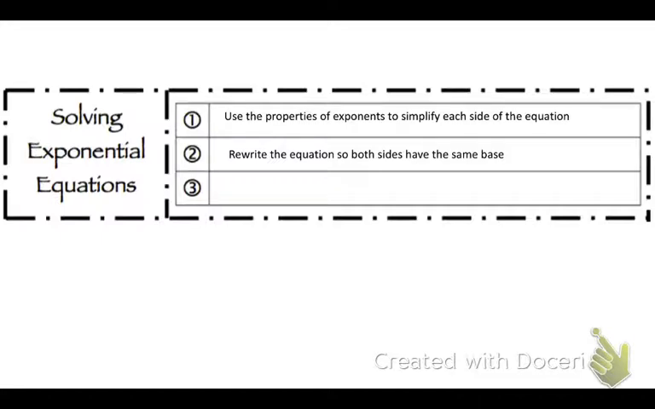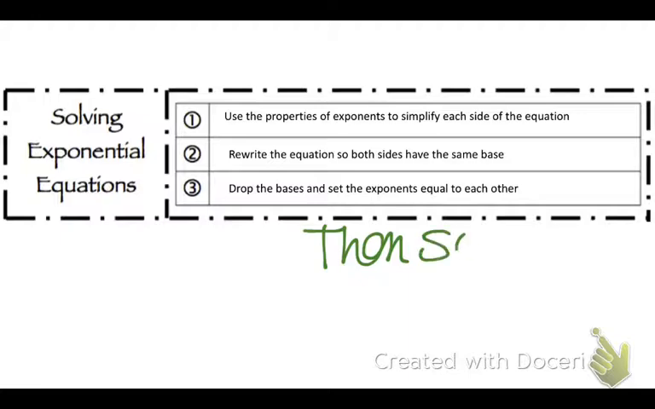Okay, rewrite the equation so both sides have the same base. Then the third step is to drop the bases and set the exponents equal to each other, and then one last thing, solve. Okay, once you drop those bases, you're going to solve this equation.